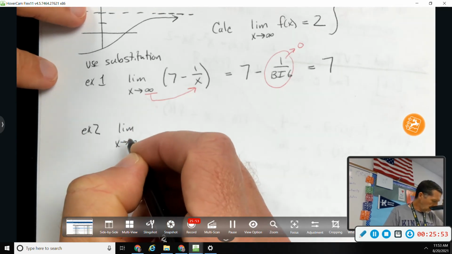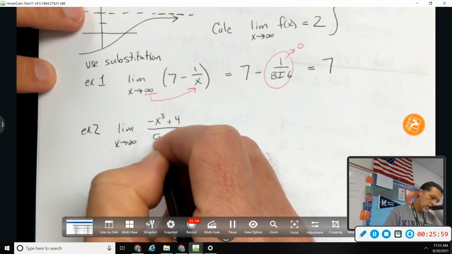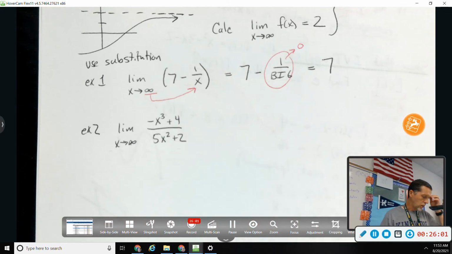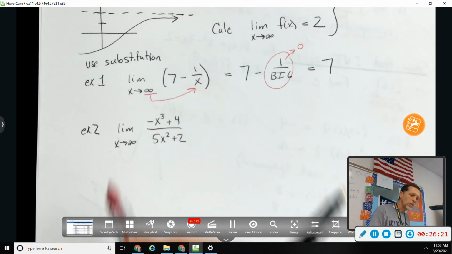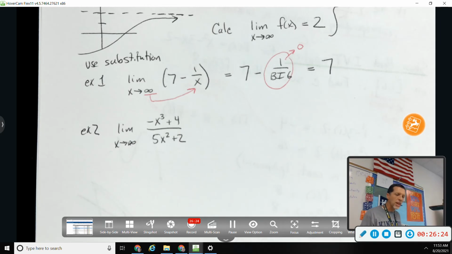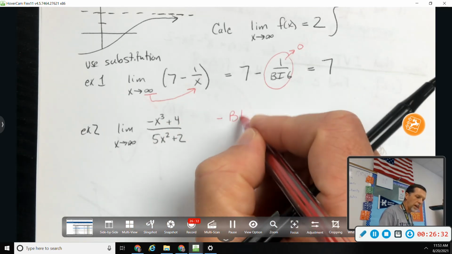Limit as x approaches infinity of negative x cubed plus 4 over 5x squared plus 2. So if I plug in, using the word loosely because infinity is not really a number, but if I think about what would happen as I plug in a large number, really big. Negative really big number.